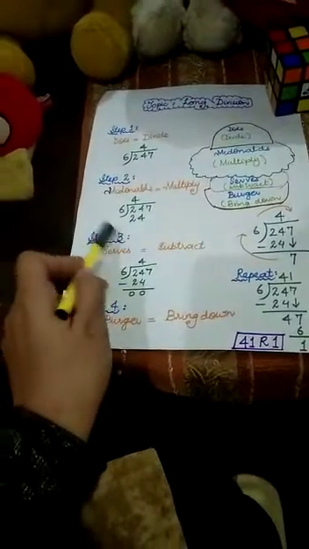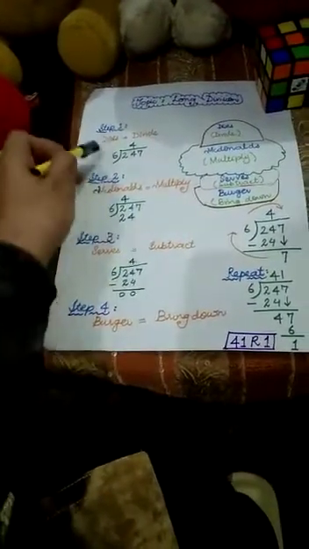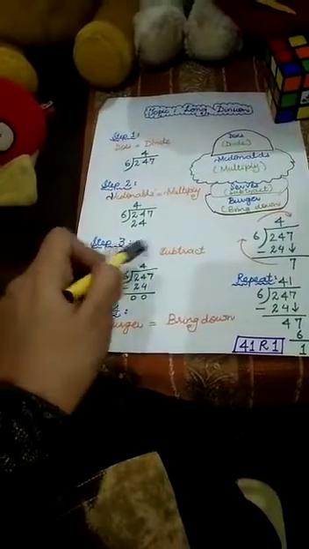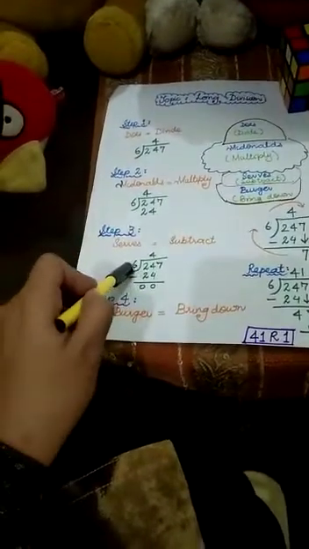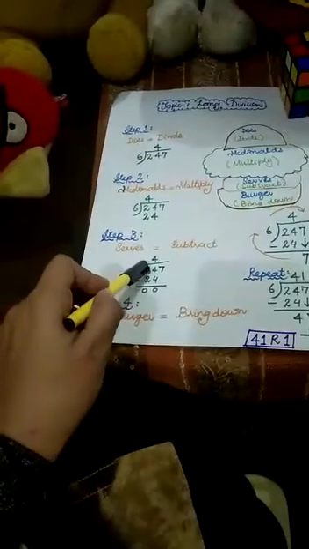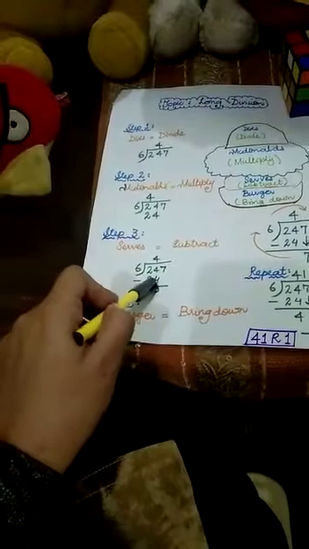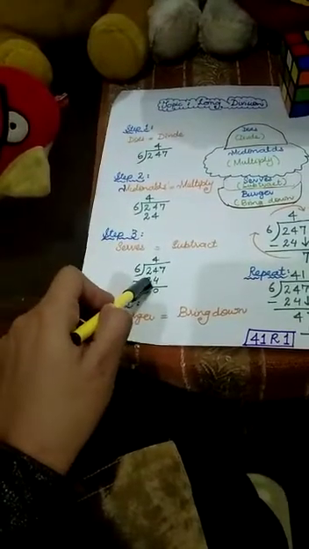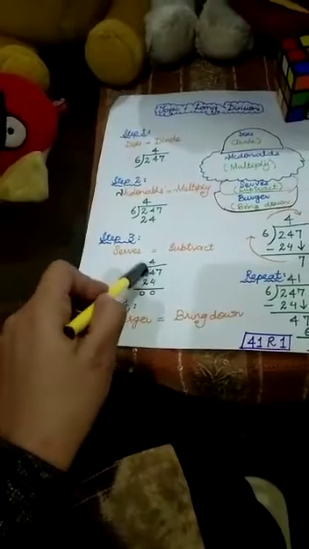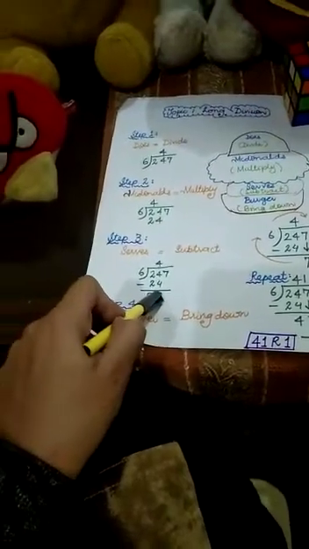Now, step number 3, serves. Does McDonald's serve? S for serves, and subtract. What will you do? You will subtract from the question 247 the answer of multiplication, that is 24. You will subtract this 24 from this 24 and you will get 0.